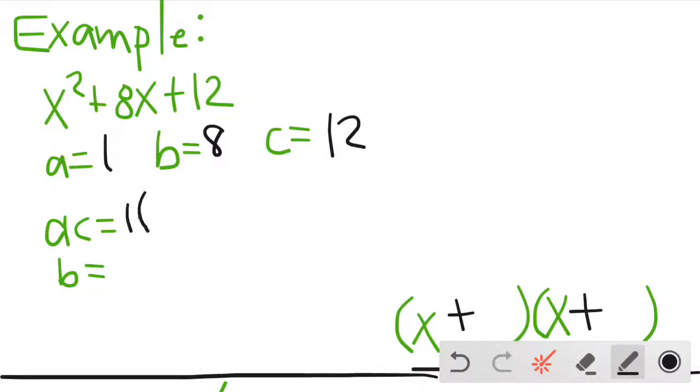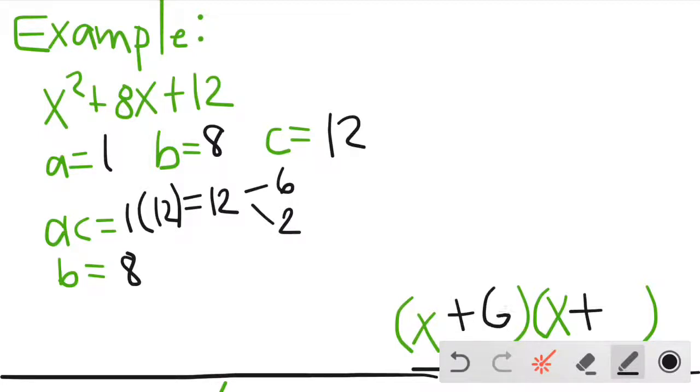The product of A and C, and the B value. And think about this. What are factors of 12 that sum up to 8? There you go. You have your 6 and 2. And we can plug them in here. Just to be sure, let's do some checking right here.